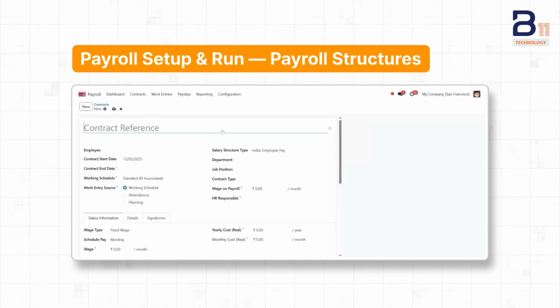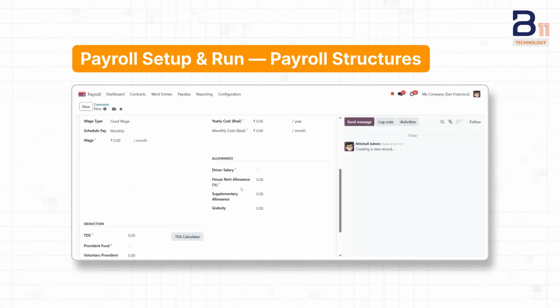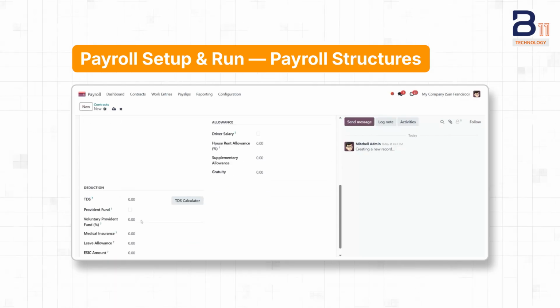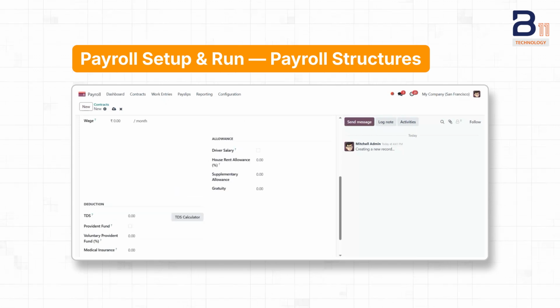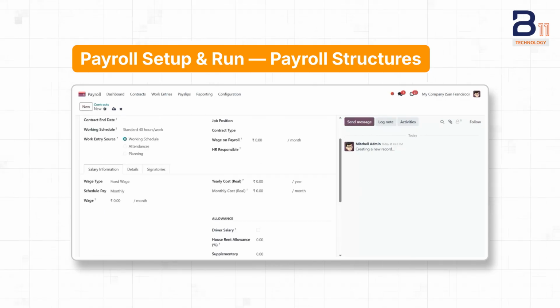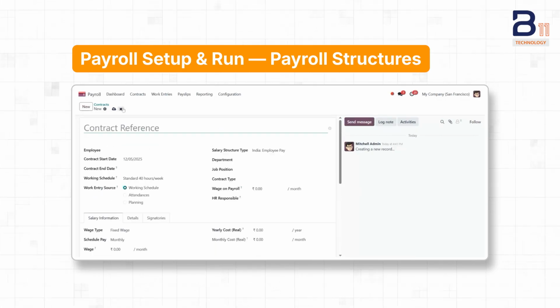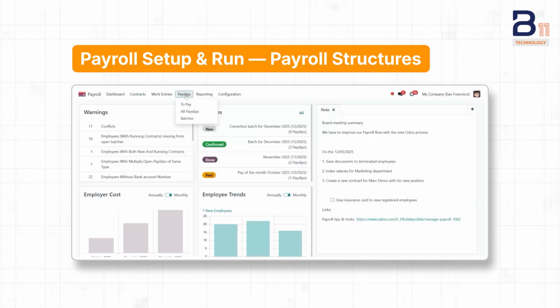What data does the contract capture: employee information, salary structure type, contract start date, end date, working schedule, department, wage type and information, and what all the allowances are, like different HRA allowances in percentage, supplementary, and deductions. TDS you can calculate directly with the norms that have been defined. Based on those norms, the deductions can be calculated, and TDS will be automatically deducted on a monthly basis.